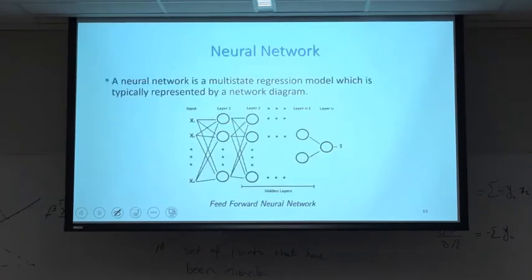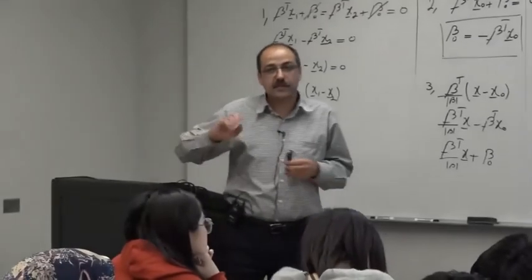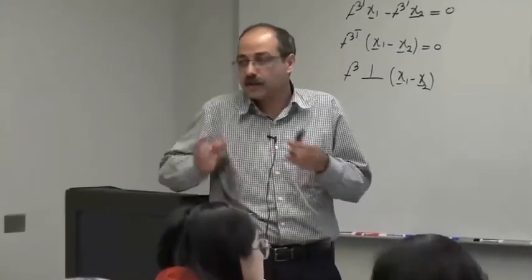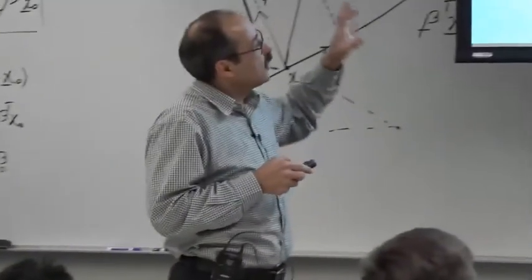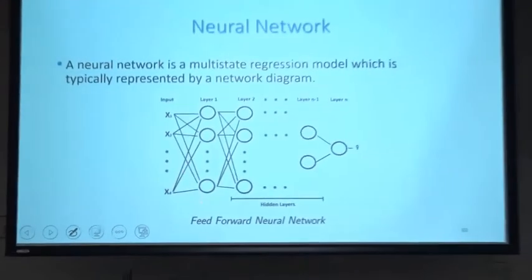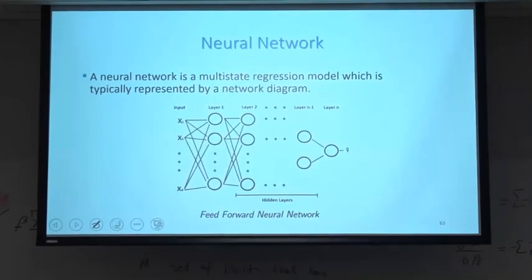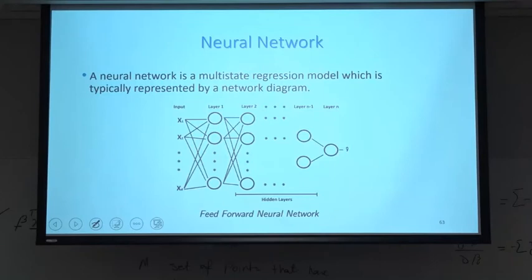So I skipped them. If there's no question about perceptron, let's get to neural networks now, which are basically a collection of these perceptrons. Any question? So a neural network, or feed-forward neural network, as I told you, is layers of perceptrons. Instead of one perceptron, I have one layer of perceptrons and another layer of perceptrons.